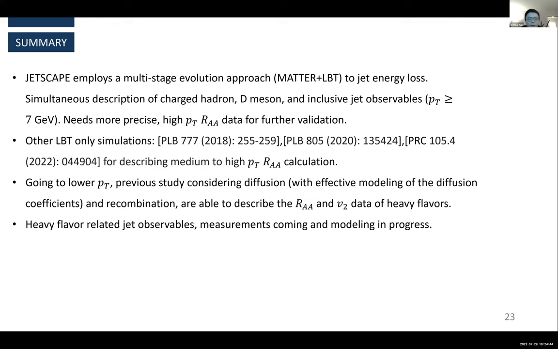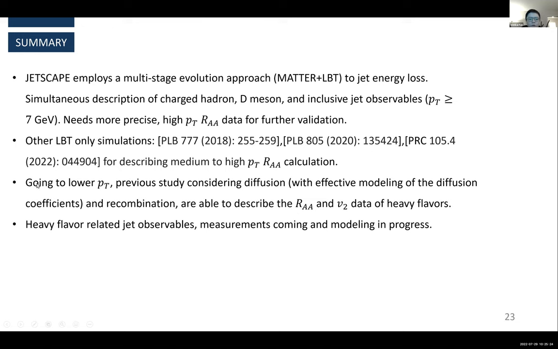And there exist other LBT-only simulations, which are listed here, for describing medium to high pT RAA calculations. Those LBT-only simulations were carried out outside of the JETSCAPE framework. So they may have different treatment for the evolution of the bulk medium, and also they have further modifications to the LBT implementation compared to the default LBT implementation in JETSCAPE. If you are interested, you can also check those references.